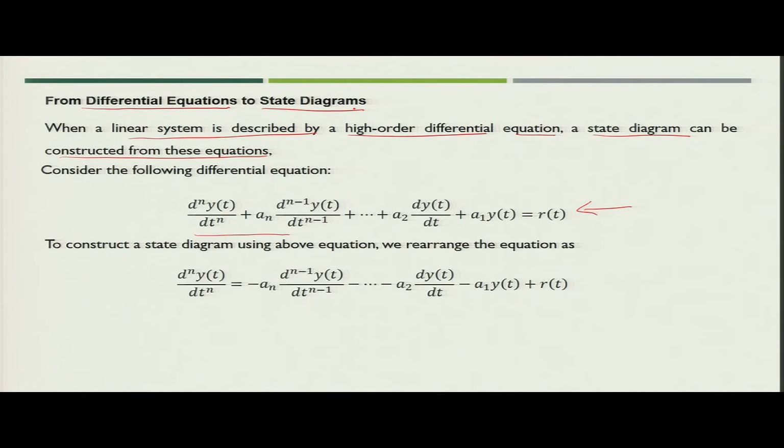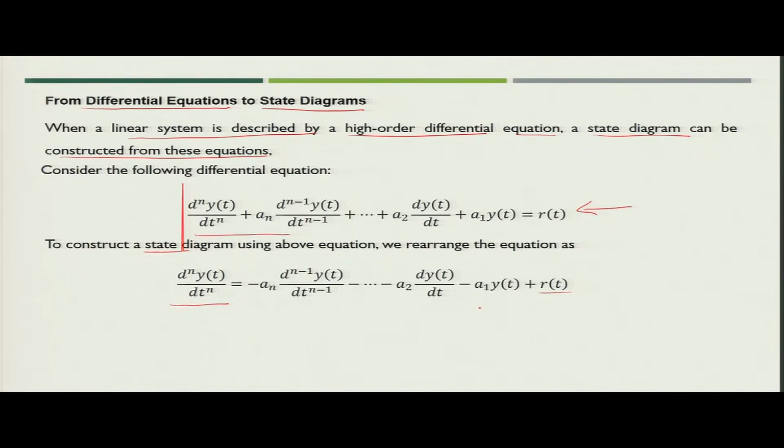So, first what we have to do, we have to rearrange this equation as shown in this equation, that is we will write d^n y by dt^n equal to minus a_n d^(n-1) y by dt^(n-1) and so on, minus a_1 y(t) plus r(t). So, what we have done, we have kept this as the left component and the rest we have shifted to the right side. So, we got this equation from the previous equation.